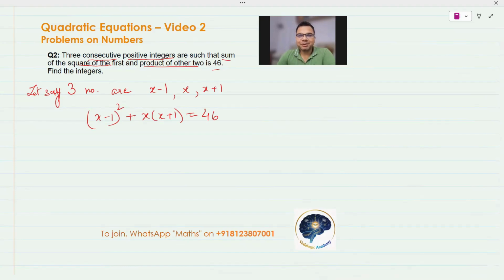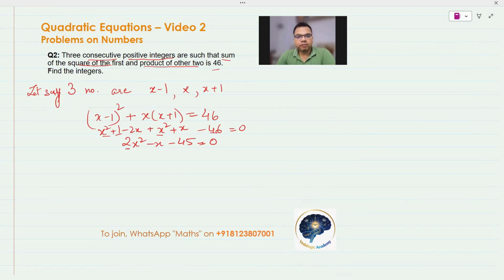So x minus 1 square, if you remember, will be x square plus 1 minus 2x. I'll open this bracket as well. It becomes x square plus x, and I'll bring 46 to the left hand side to help with our calculation. So x square and this x square get combined, so it becomes 2x square minus 2x plus x becomes minus x, and plus 1 minus 46 becomes minus 45 equals 0.